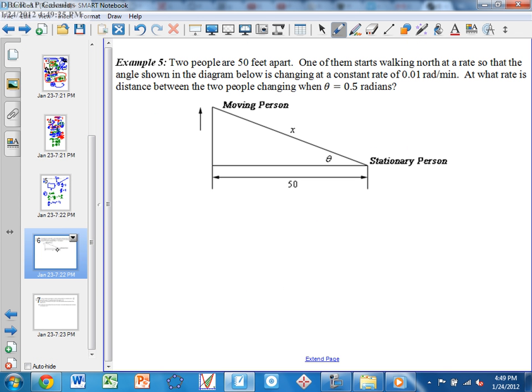All right, this problem, you're given a diagram, and sometimes they will do this, especially when you have an angle. They'll give you a diagram. The diagram is taken care of. Yes, the diagram is taken care of.